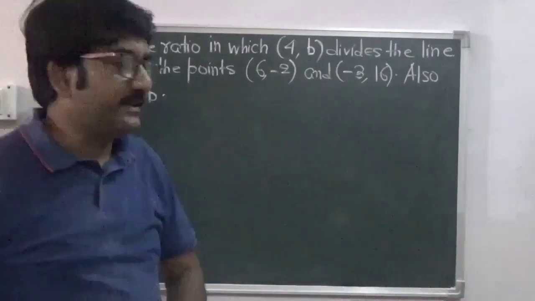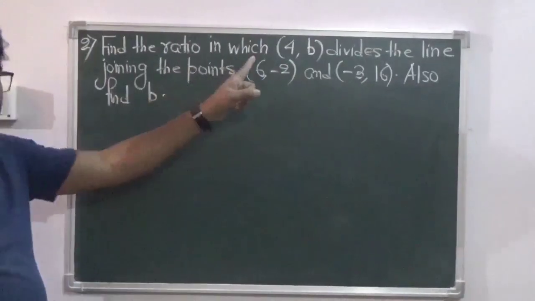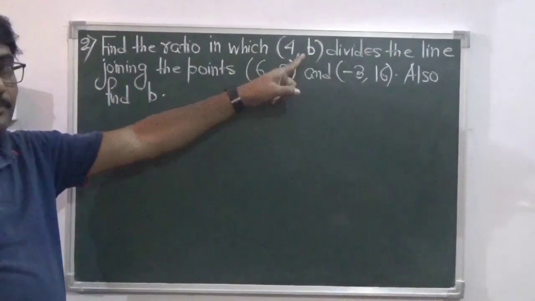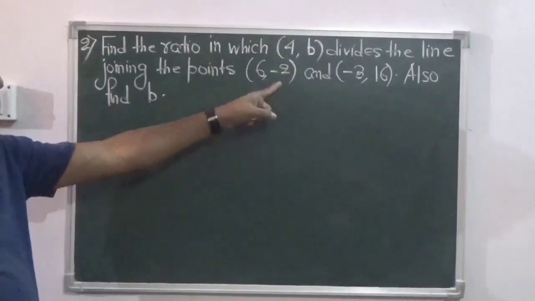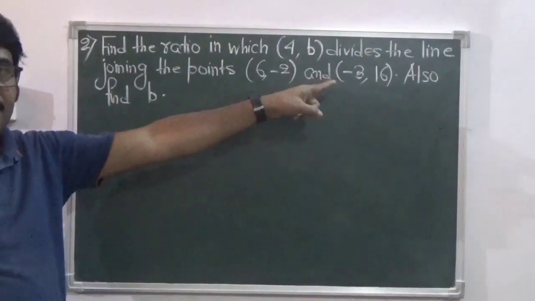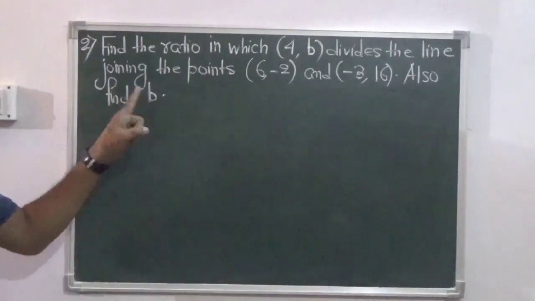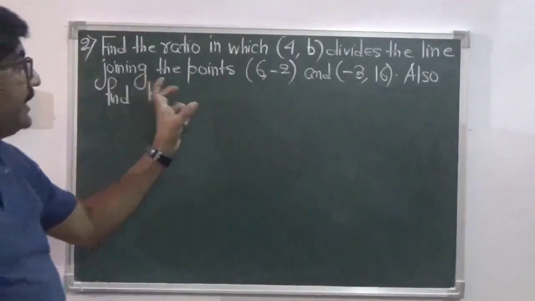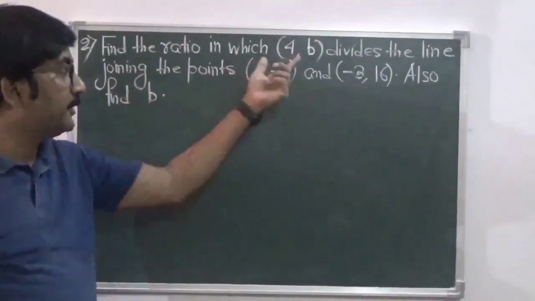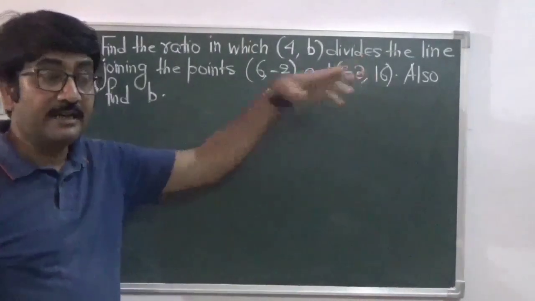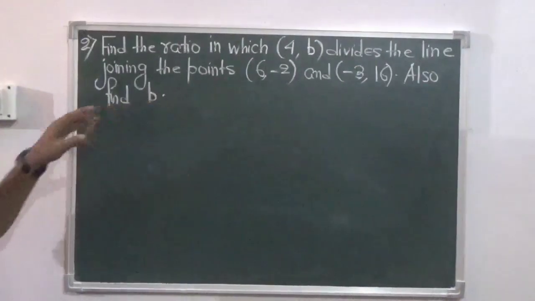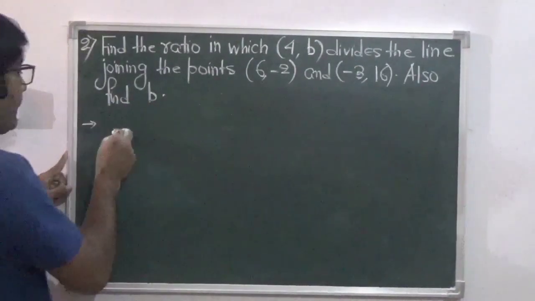Now question number 2 is: find the ratio in which the point (4, b) divides the line joining the points (6, -2) and (-3, 16). Also find the value of b. So first we need to find the ratio in which this point divides the join of (6, -2) and (-3, 16), and thereafter we need to find the value of b. So let us first have the diagram.